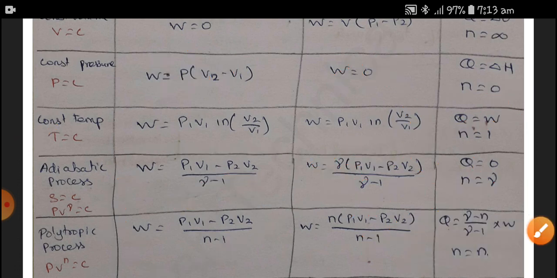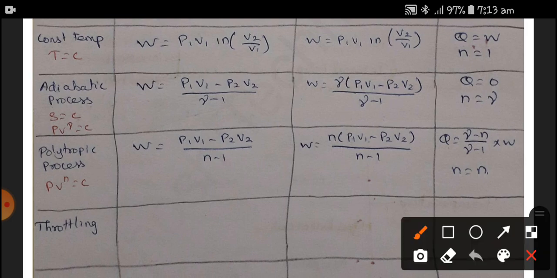Okay. And next is an adiabatic process. In an adiabatic process, entropy is equal to constant. PV power n is equal to constant, where it is a non-flow process P into dV and a flow process V into dP.